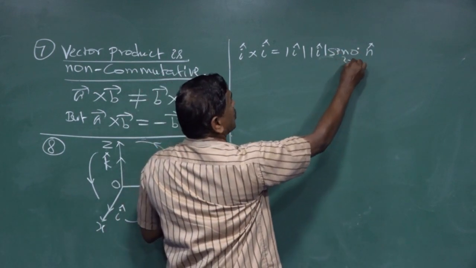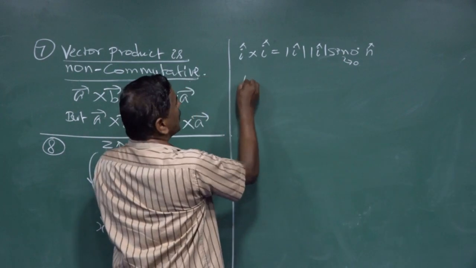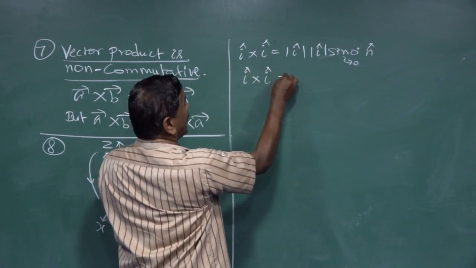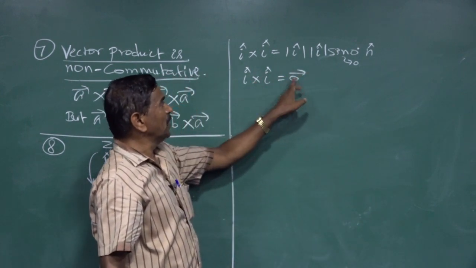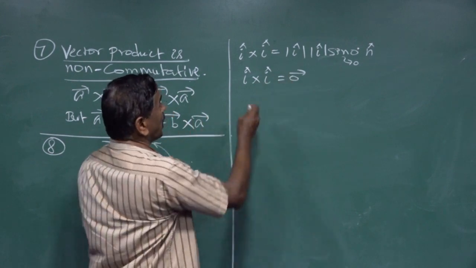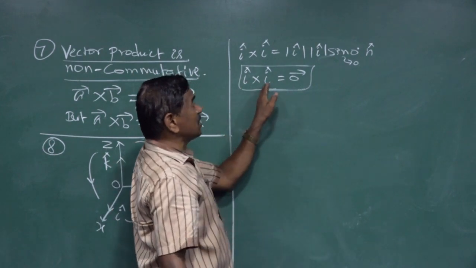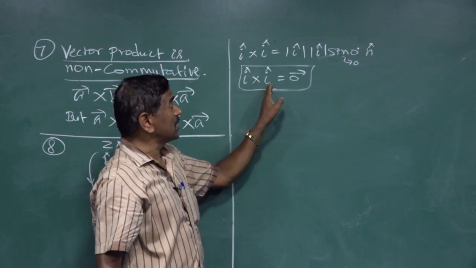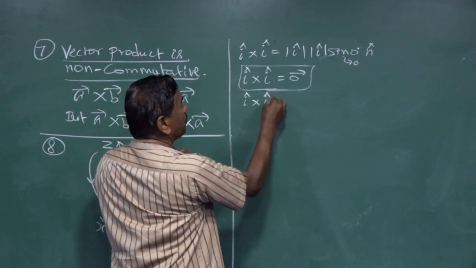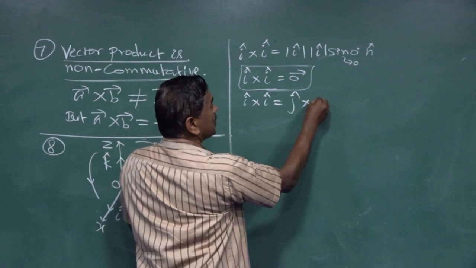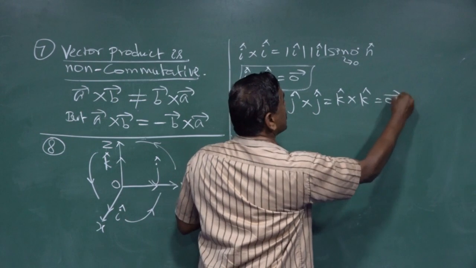Now we know that sin 0 is 0. 0 into the right side is fully 0. So therefore i cap cross i cap is equal to the 0 vector, because a vector product gives a vector answer. That is, cross product gives a vector answer. Similarly, j cap cross j cap is equal to the 0 vector, and k cap cross k cap is equal to the 0 vector. So i cap cross i cap is equal to j cap cross j cap is equal to k cap cross k cap is equal to the 0 vector.